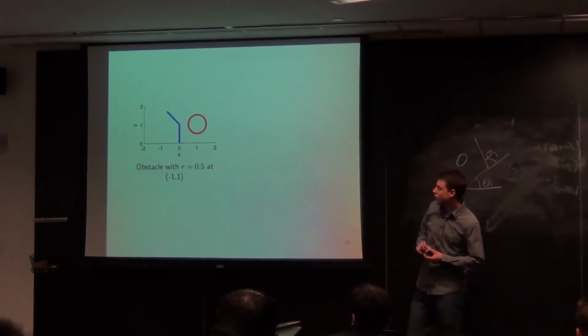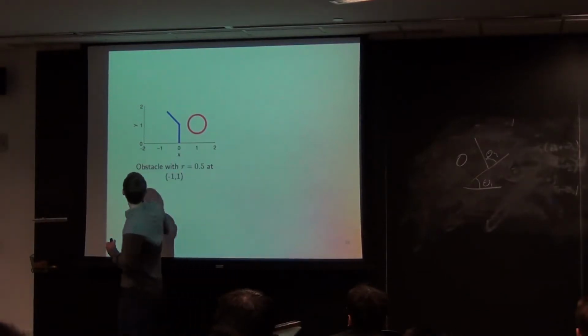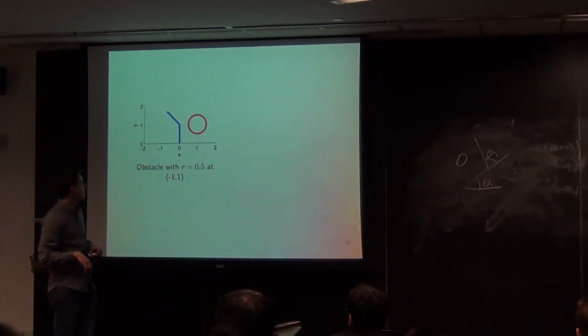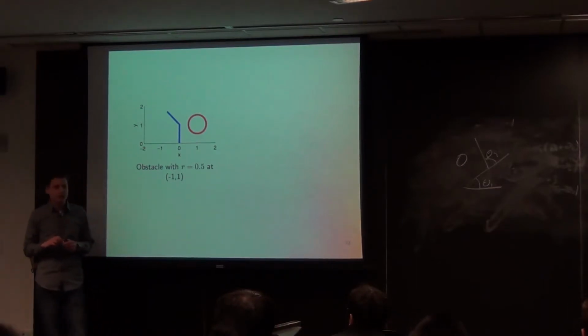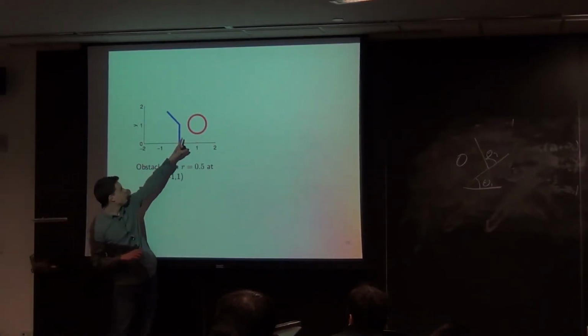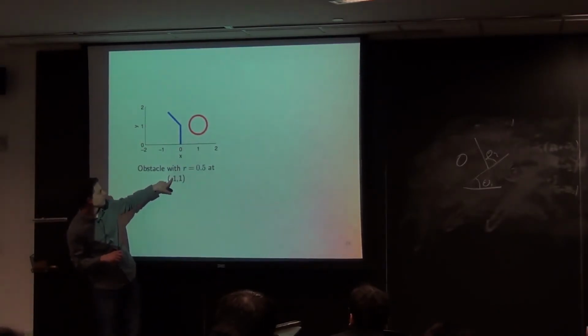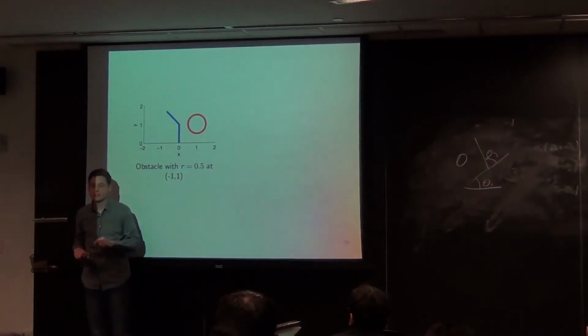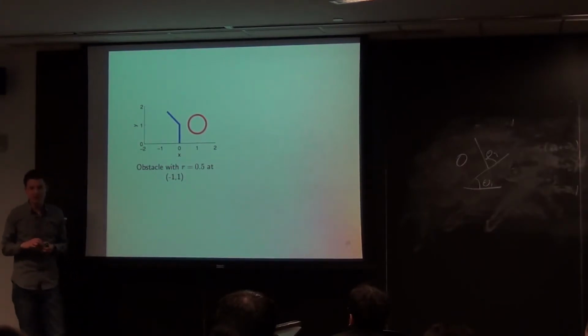Here's the case where we have a two-link manipulator. Each length here is actually the same size. They're both length 1. And there's an obstacle placed at, sorry, this should be 1, 1, with a radius of 0.5. Does anyone have any idea what the configuration space, or what the free space, will look like for this?